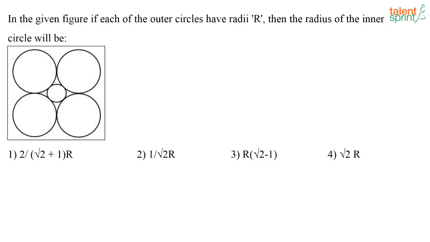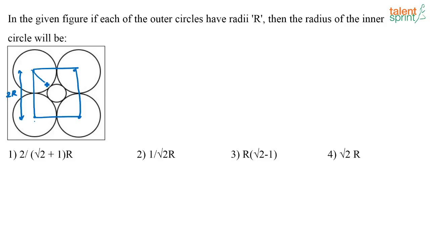Yes, so what is the answer for this one? In the given figure, if each of the outer circles has a radius r, then the radius of the inner circle will be dash. So let us take the center of these circles. If I join this, I get a square. Okay, so each side of this square, what is this length? This is nothing but 2r each side. Yeah, because this is r, so this is 2r.